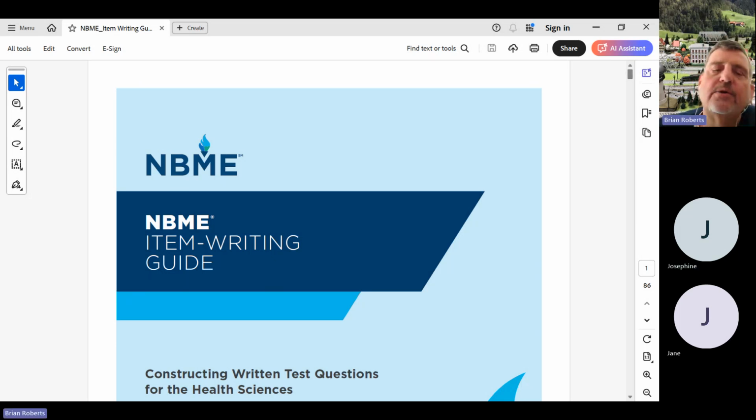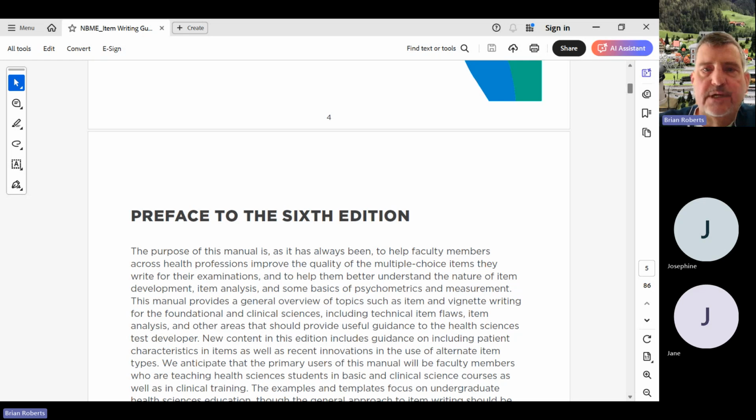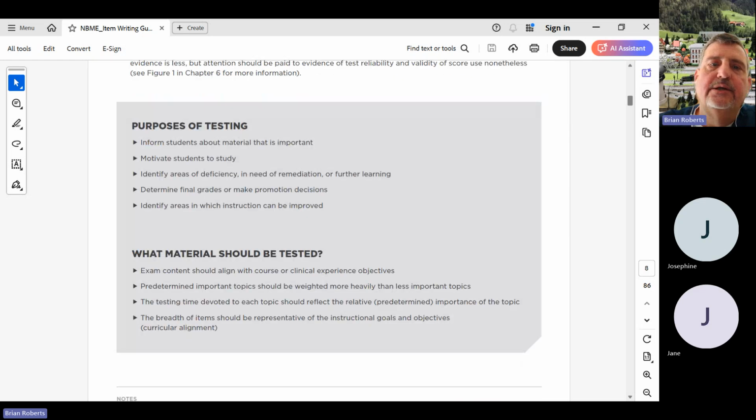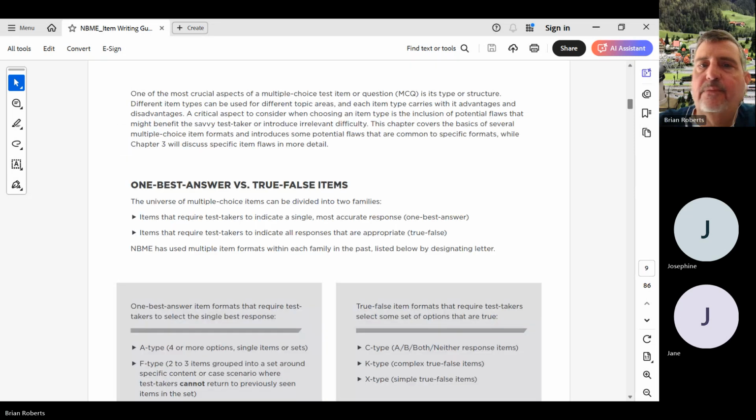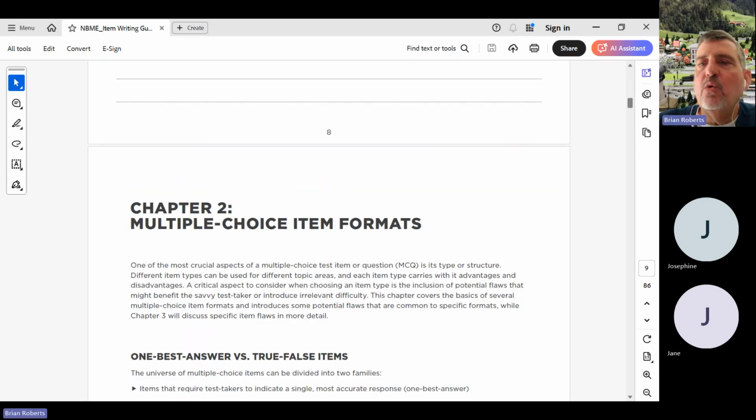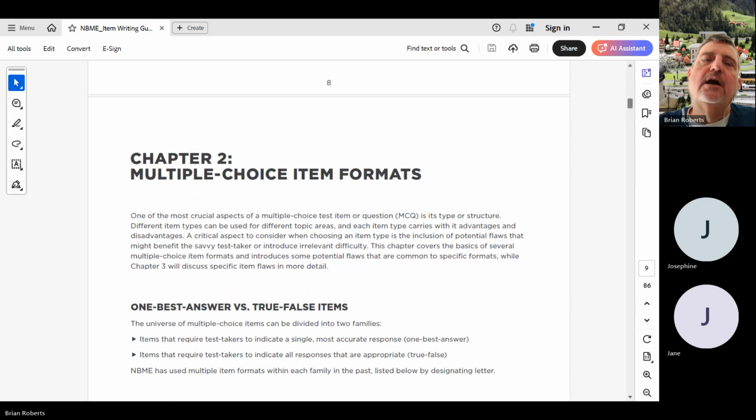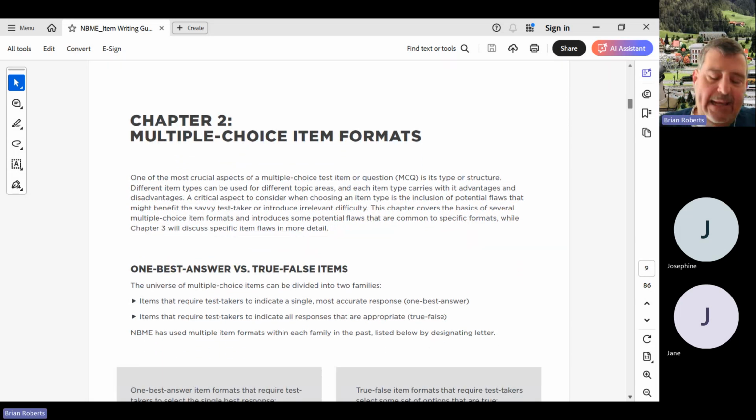Okay. So this is the National Board of Medical Examiners Writing Guide. And persons who write for NAVLE are supposed to follow this guide. So I'm going to skip ahead. The first section is all about the why of testing, why it's important, et cetera. What I want to spend some time talking about right now is testing format.